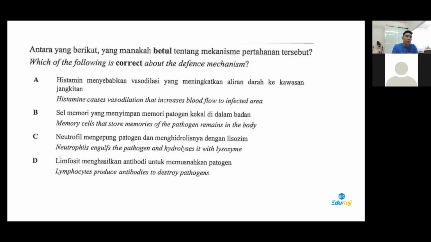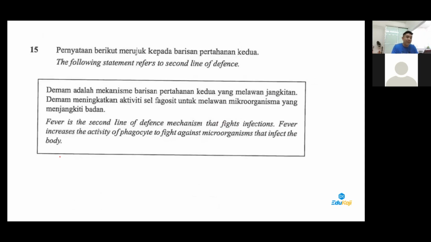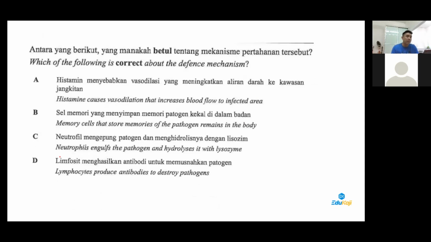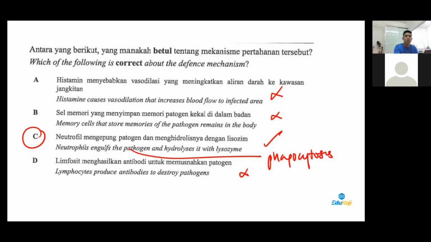Number 15, which is true about the defense mechanism? No, this one. This one is C. Guys, this one is C. Because why? The second line involves phagocytosis. Now, just to revise a bit, this is the third line. This is the strongest line of defense, producing antibodies. So this is C.